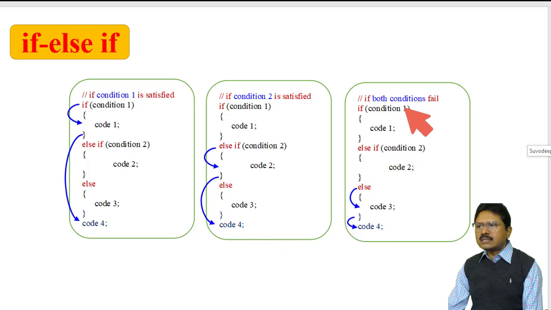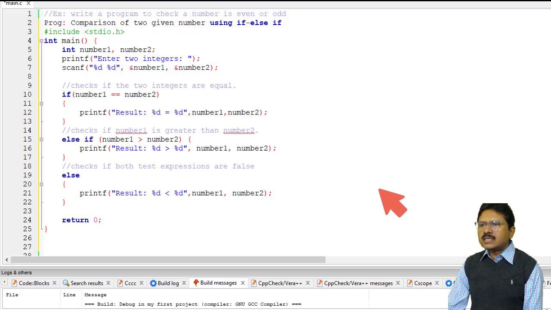For the third case, say both conditions are not satisfied. So the first condition is not satisfied, so execution does not enter into this. The second condition is not satisfied, execution does not enter into this block. So ultimately the else block will be executed, and after this else block execution, the last statement will be executed. Now explaining the if else if combination with the program.